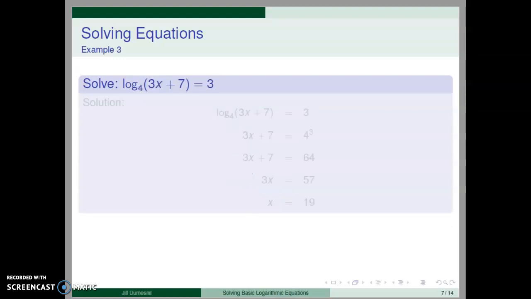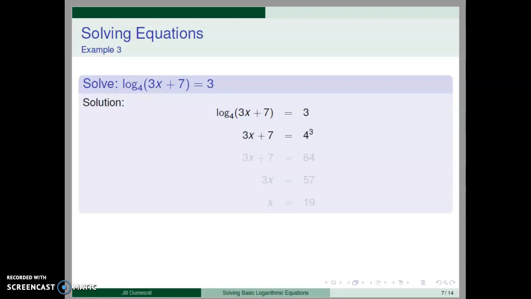Now let's solve the equation log base 4 of 3x plus 7 equals 3. We start with the given equation, but notice this time the logarithmic expression is not easily evaluated. In fact, there are restrictions on the domain in this problem. We need 3x plus 7 to be positive in order for the logarithmic expression to be defined. Thus, we will have to check our eventual answer for extraneous solutions.